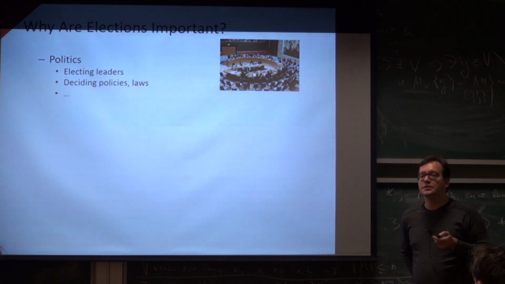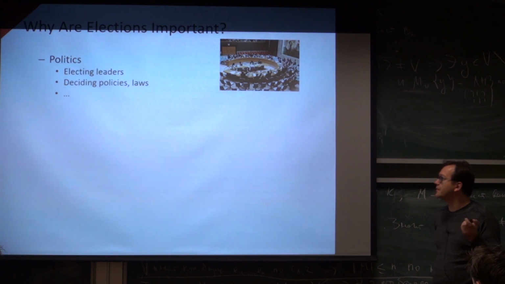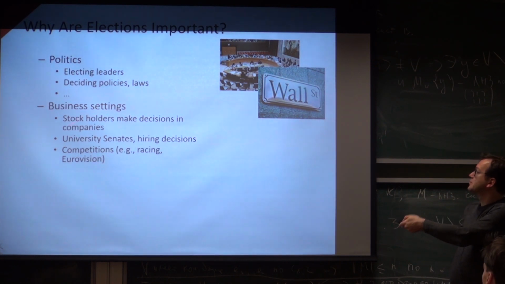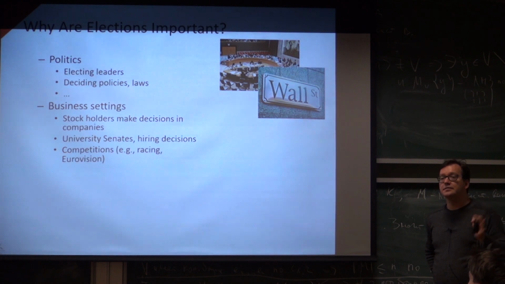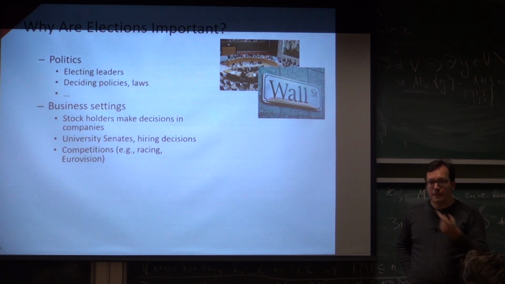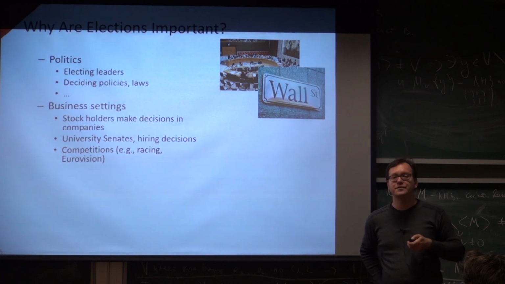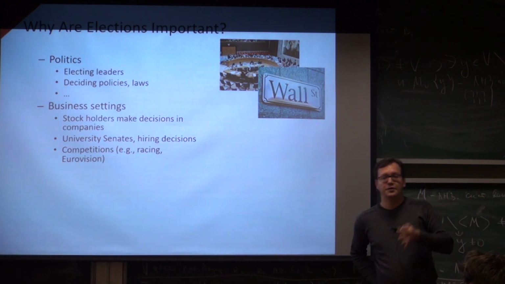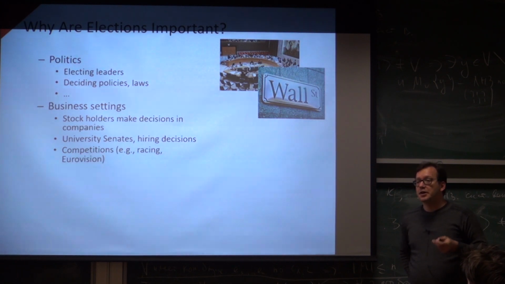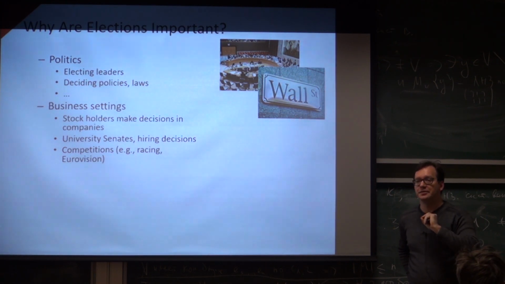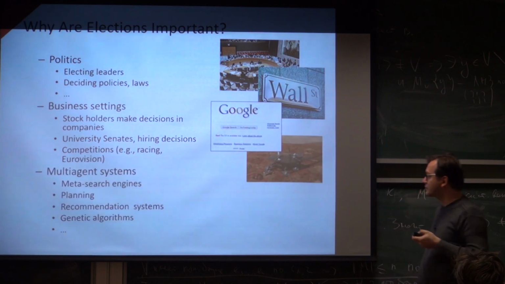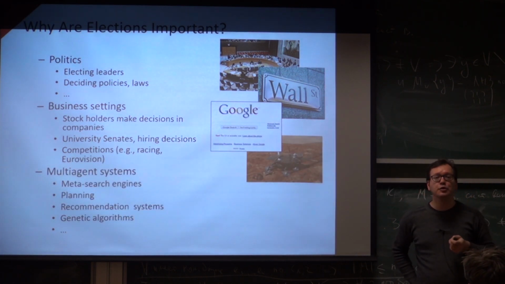But in fact, we believe that these algorithms for elections and discussions of voting actually matter because there are many other settings beyond politics where this is important. In business settings, stockholders can make decisions in companies, university senates make hiring decisions, there are competitions. For example, if you know the Eurovision Song Contest, there's a bunch of songs that compete, various countries vote, and then eventually some song wins. There are ways in which one can run such a contest, or if you take Formula 1 racing, we will soon see that each race is a vote, and together the World Championship is an election, and lots of this theory applies. And technically, this is all applicable to generally multi-agent systems.